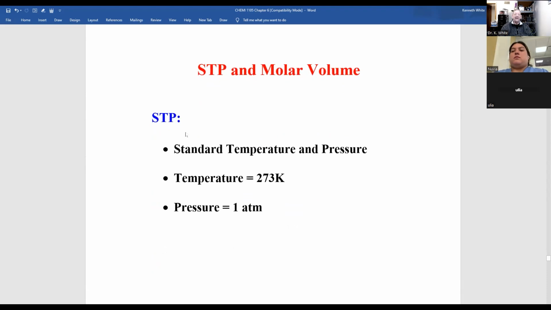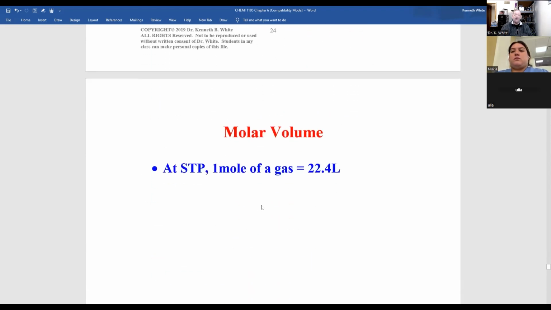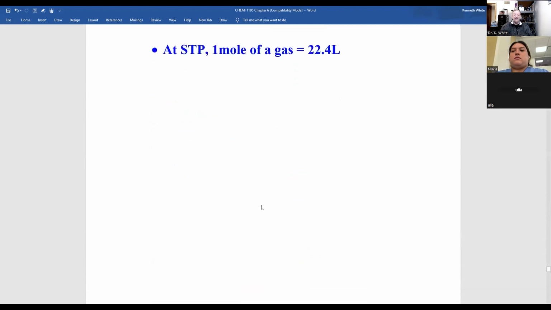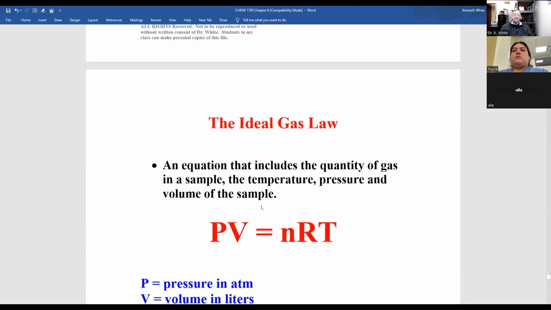And at STP, and again, switch is totally off, standard temperature and pressure, these numbers, 1 mole of a gas equals 22.4 liters, switch is off. I've never used that in anything I've ever done.